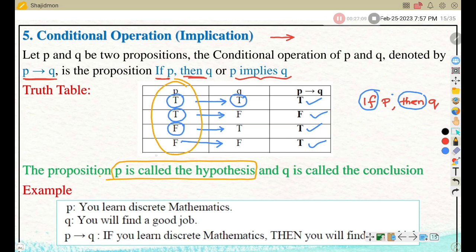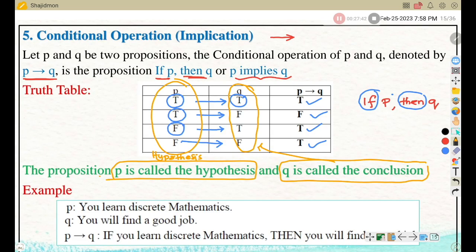We are calling this statement the hypothesis. And Q we are calling the conclusion. That means you need to be careful: when we write one arrow mark here, whatever statement is here we call the hypothesis, and whatever is there we call the conclusion. So P is the hypothesis and Q is the conclusion in the table before. So this is the truth table for the conditional operation.